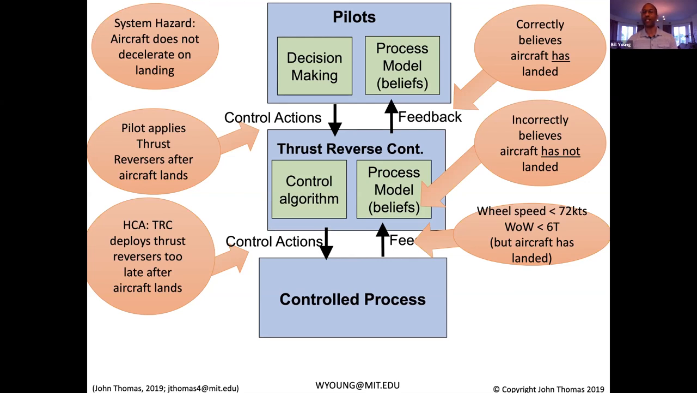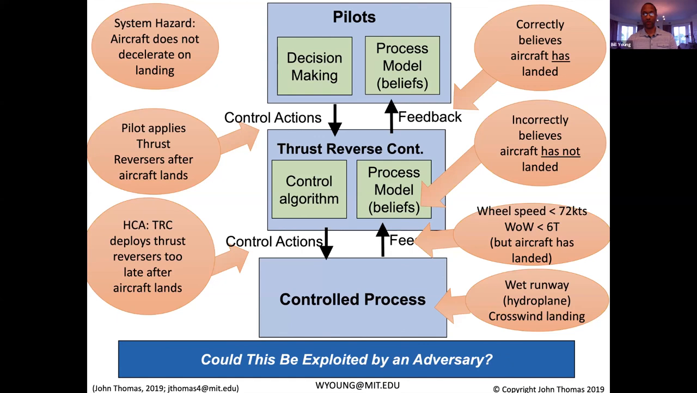Okay, so that's how the automation knows, but how does the pilot know? The pilot has the senses: I felt myself hit the ground, so we must have landed. So the pilot is taking actions and the automation is taking actions, but we're not getting the result we looked for. Why? Because there's a wet runway and a crosswind landing. Even though the plane has landed, the wheels aren't spinning. And because it's a crosswind landing and one side touches down first, the weight on wheels isn't what it normally would be. So the question for you is, could this be caused by an adversary?